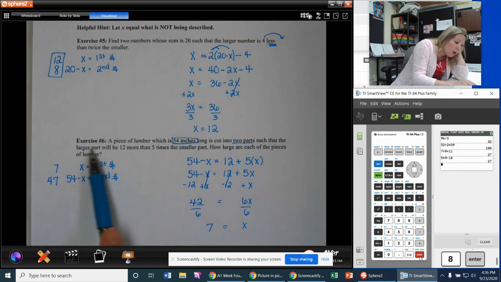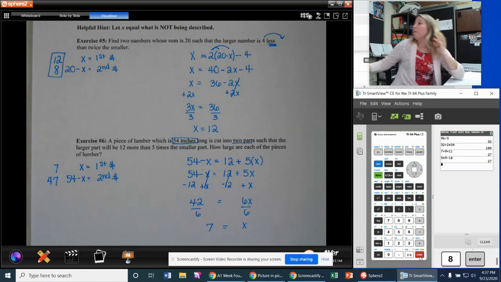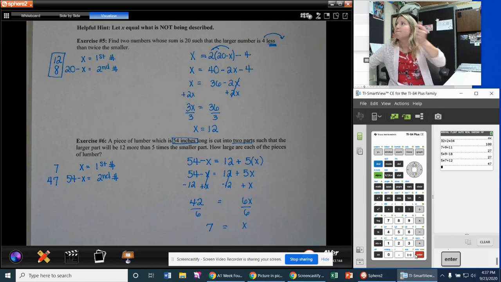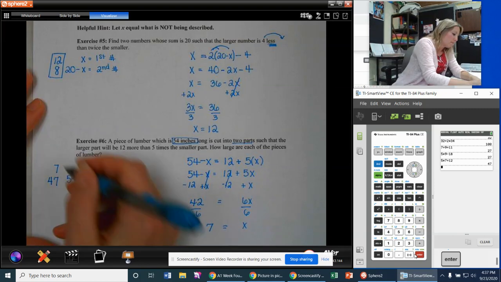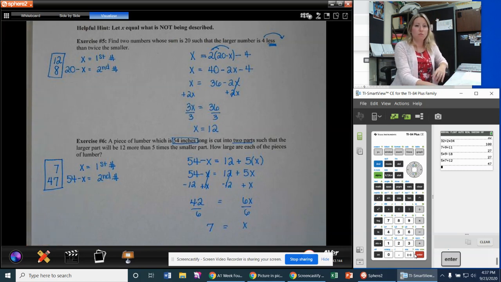The larger part will be 12 more than 5 times the number. Okay. 5 times 7 plus 12 needs to end up being 47. Worked. Okay. Good. You guys got this.